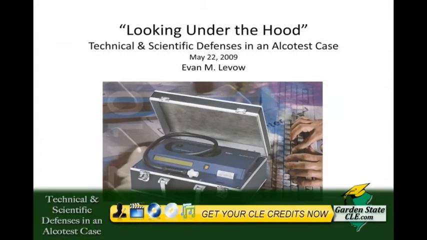Looking under the hood. I'm going to talk about the innards of the machine. Looking under the hood is actually the phrase that Judge King used ahead of time because he wanted to understand what we were talking about, and his phrase was, "I want to see what's under the hood and see if this thing really works."